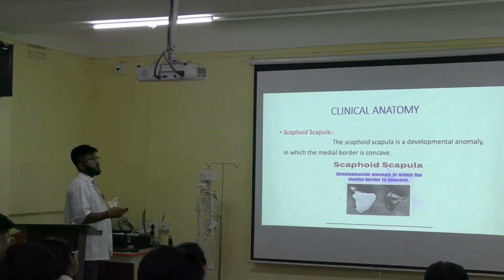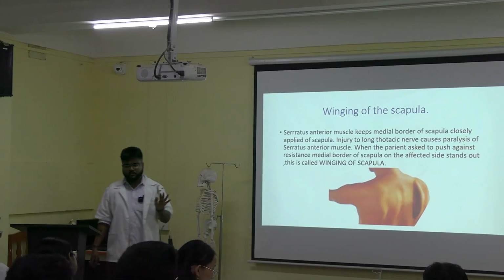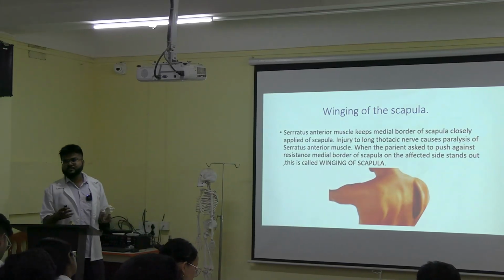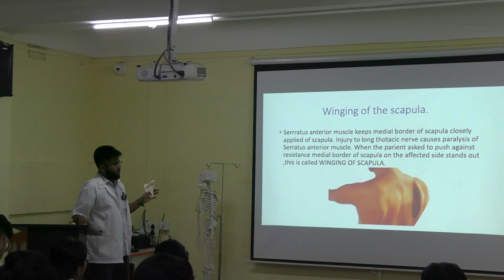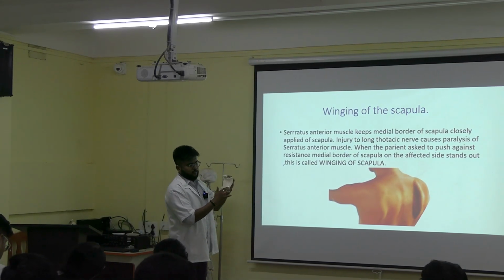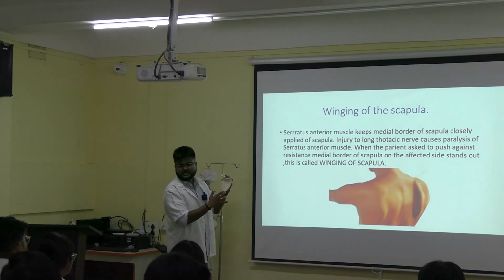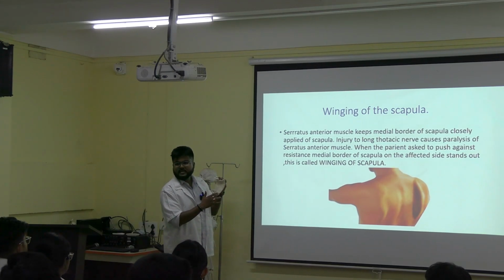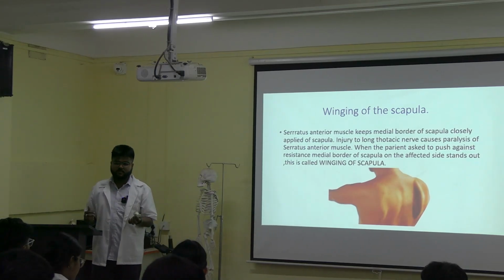Here the most important thing is winging of the scapula. Winging of scapula comes as a short note also, for 5 marks. Here, this is the anterior surface. One muscle is attached here, called the serratus anterior muscle. This serratus anterior muscle gets paralyzed.